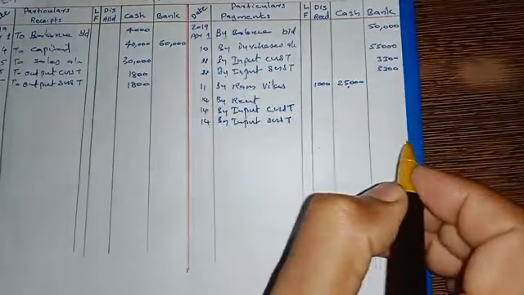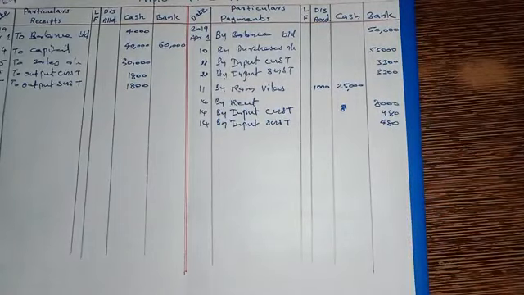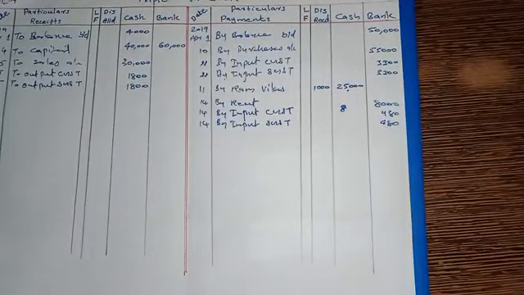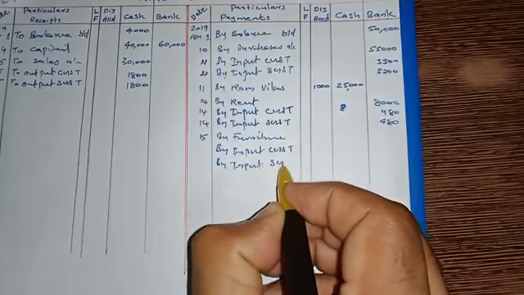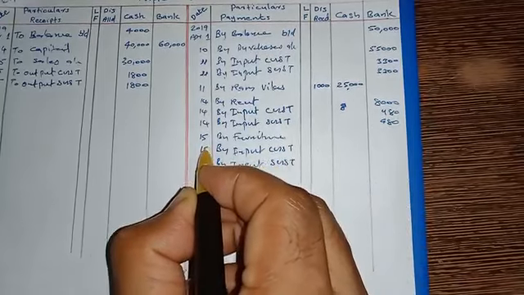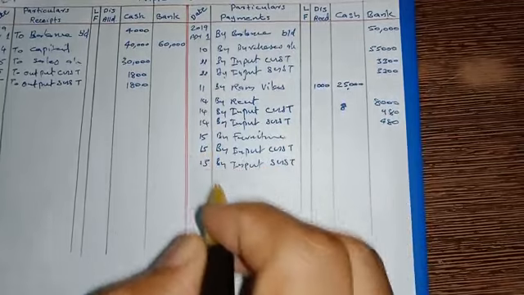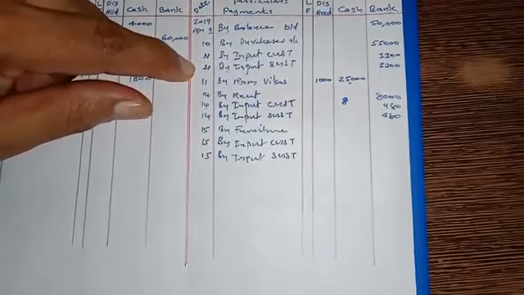14th is over. 15th, office furniture purchased and a check of 22,400 issued for the same, including CGST SGST at the rate of 6% each. Okay, so 15th, by furniture. Then here also input CGST, by input SGST. Date is 15th only. Instead of writing 15, we can use ditto marks also.